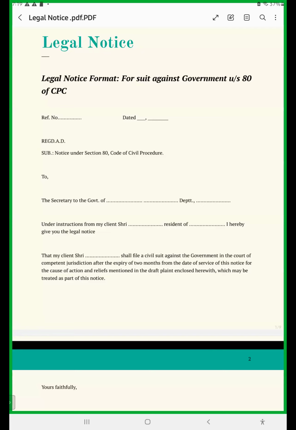It's a good idea to send the notice through registered post. This way you have proof that the notice was delivered.